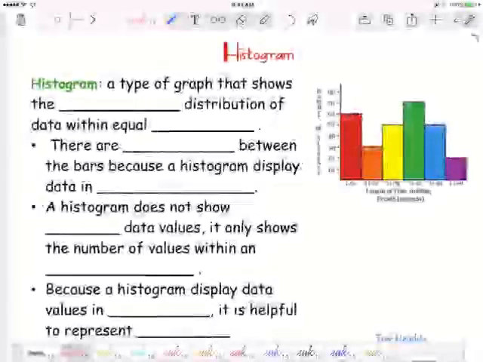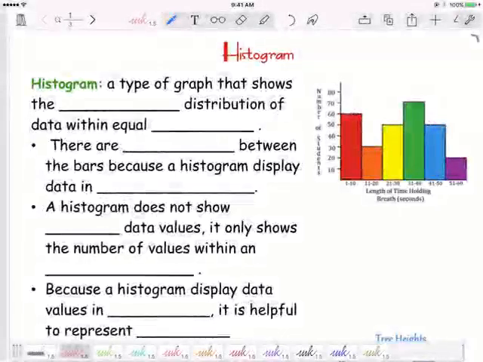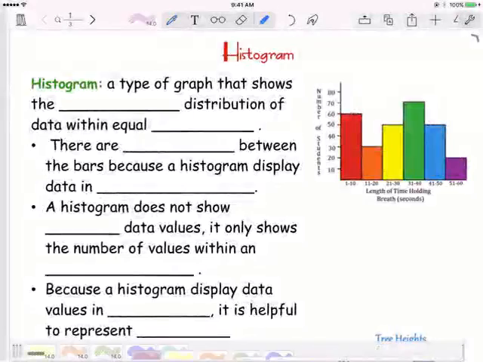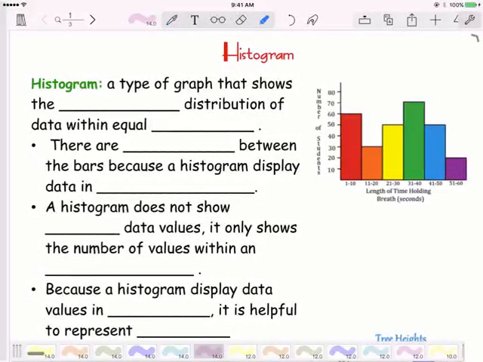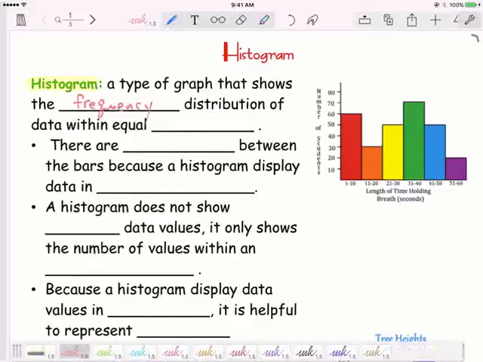Hi everyone! In this lesson, we will go over the definition of a histogram, how to create a histogram with the right interval, and how to interpret a histogram. So a histogram is a type of graph that shows the frequency distribution of data within equal intervals.